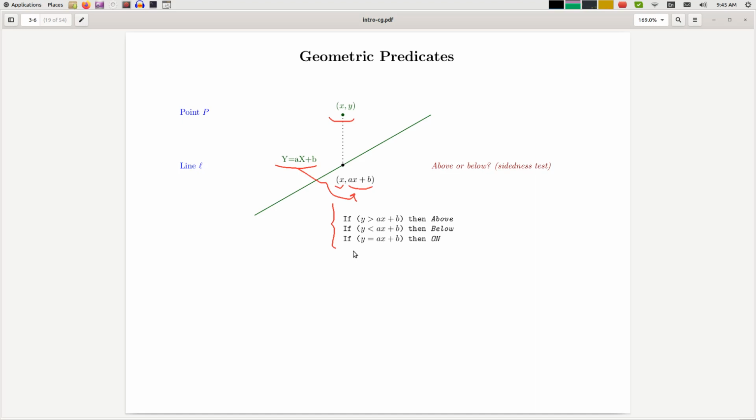The interesting point about the sidedness test is that this math can just go inside a function. So you can have a predicate, a function that does the sidedness test, and it has as parameters a point P and a line L. It would return essentially above, below, or on, and all the math goes inside here.